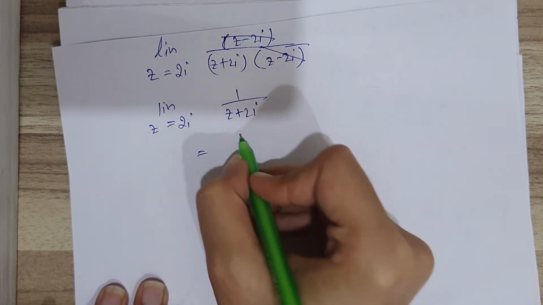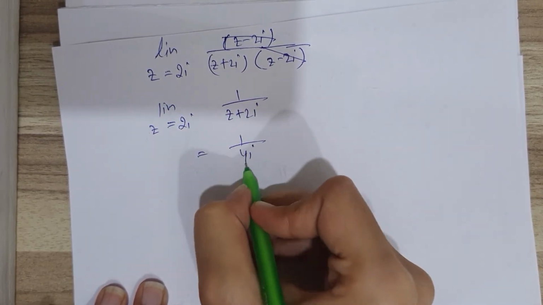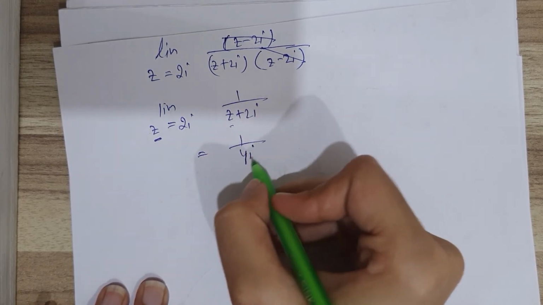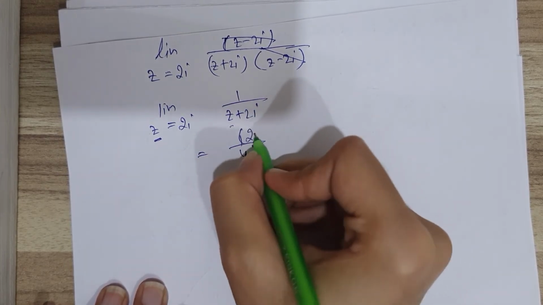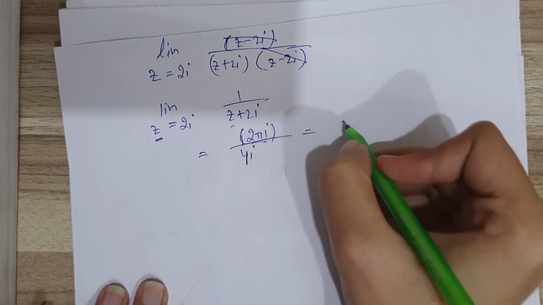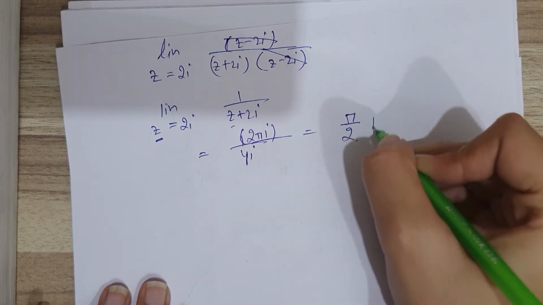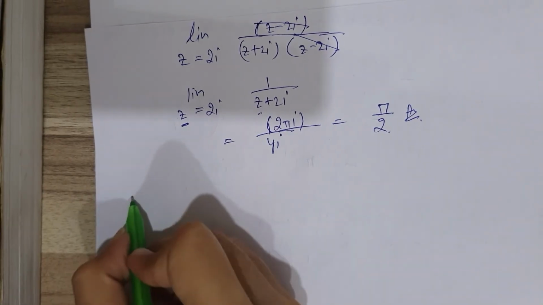Now put the value of z here. It will be 4i. Now multiply with 2πi, and the answer is π/2. Now, last question of this topic.